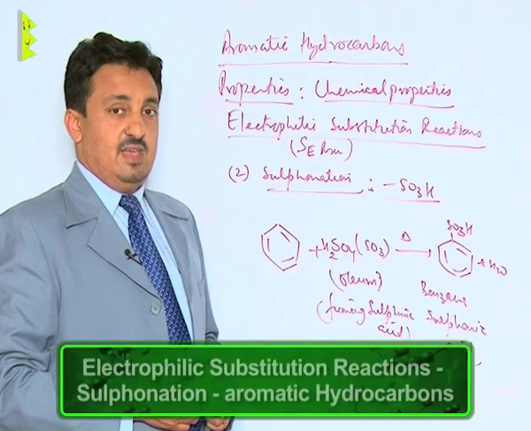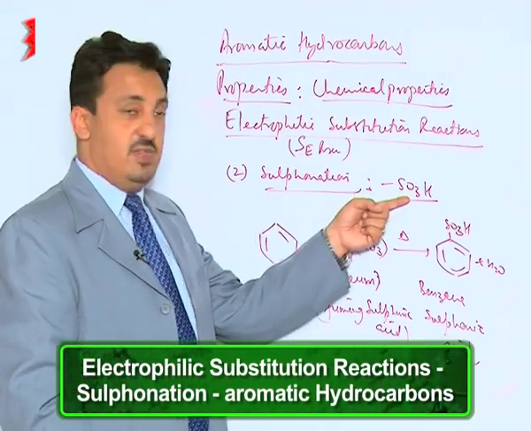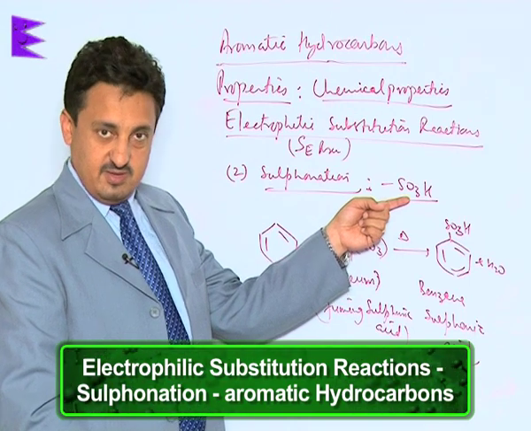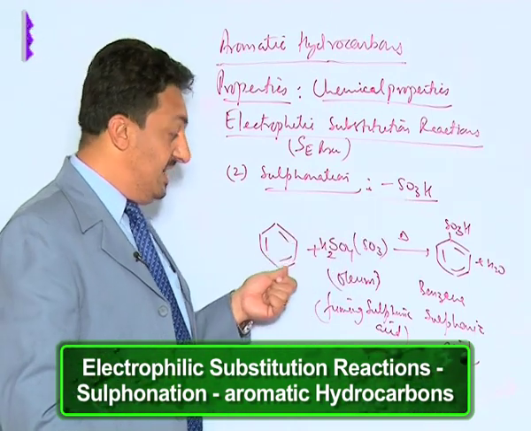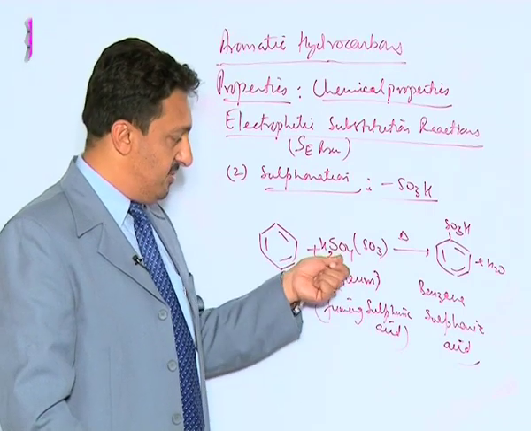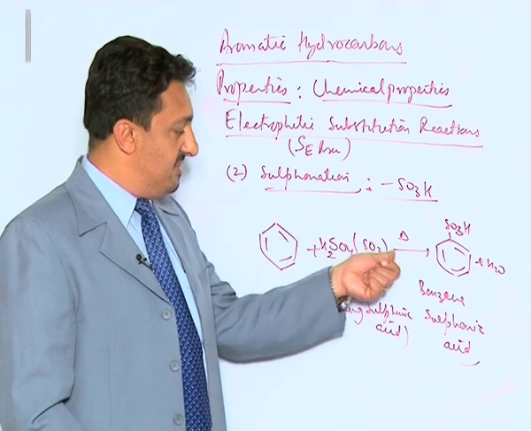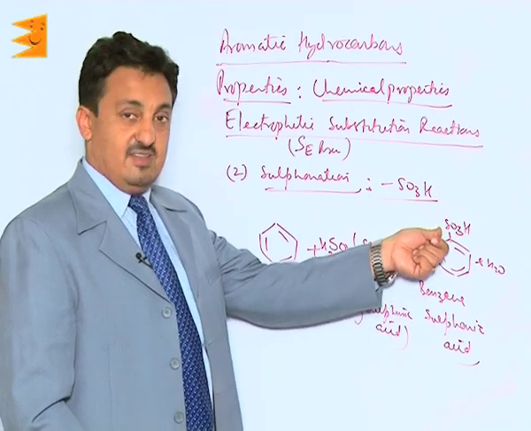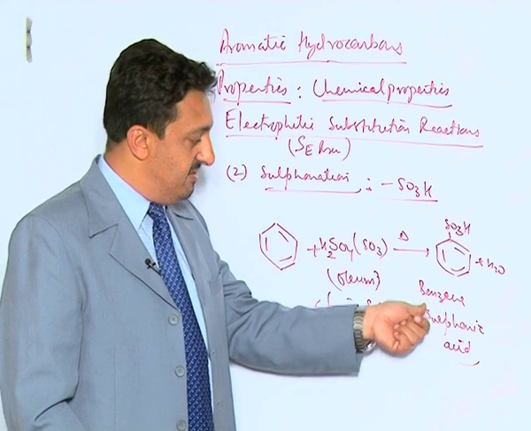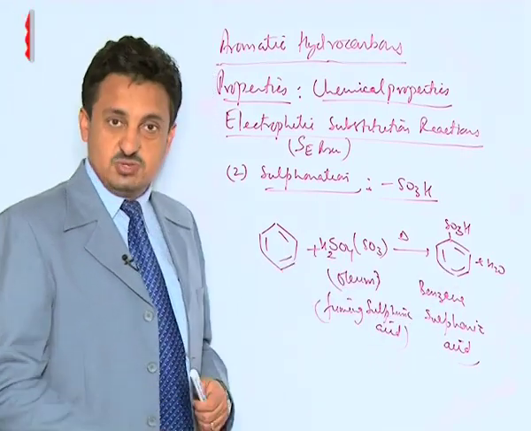The next electrophilic substitution reaction is sulfonation. It is the introduction of the sulfonic SO3H group on the benzene ring. It is done by heating benzene with fuming sulfuric acid, which is H2SO4 having excess SO3, and this results in the formation of the sulfonium ion which gets attached to the benzene ring, and we get benzene sulfonic acid and water. So this is what is called sulfonation.